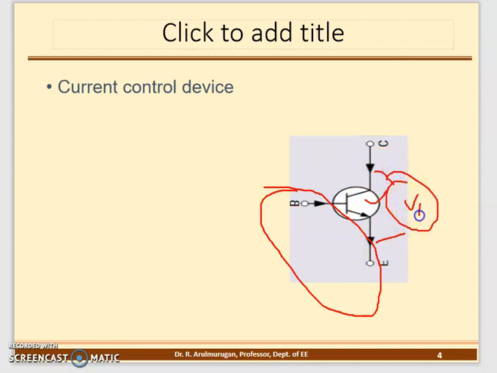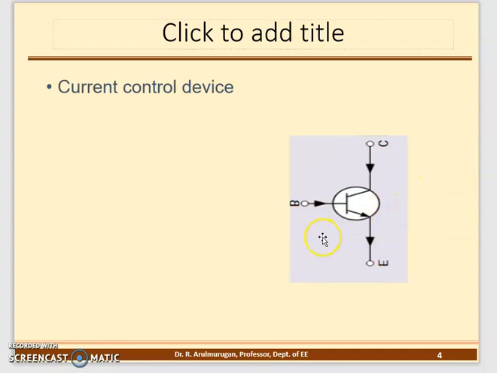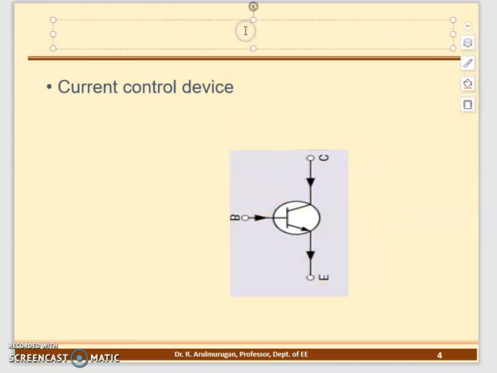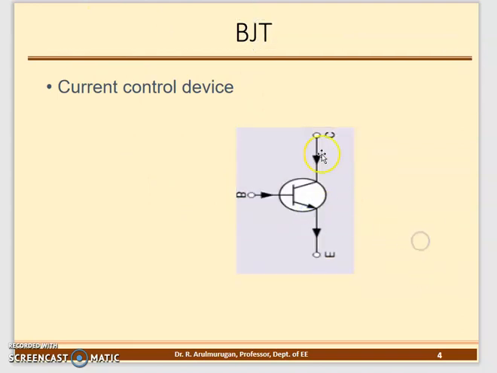VCE, clear? Okay, VCE. Next, I want to draw the output characteristics of the BJT. Output characteristics means, here is the output. I will connect it to one load. I will use an LED load, or a resistance load. A lamp is also a resistance.